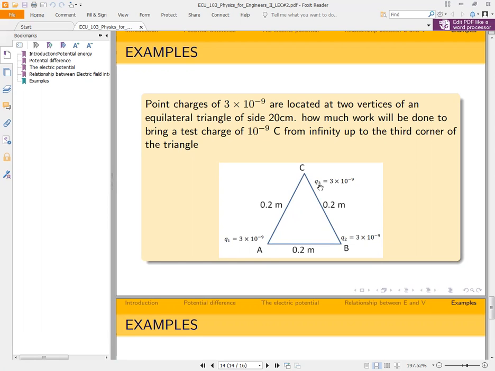All right, so this is the figure here. You have 2 point charges, each is 3 times 10 power negative 9, and then you are being asked what will be the work done if you were to bring a third charge at the third corner of the equilateral triangle. So this is how you are supposed to do it.